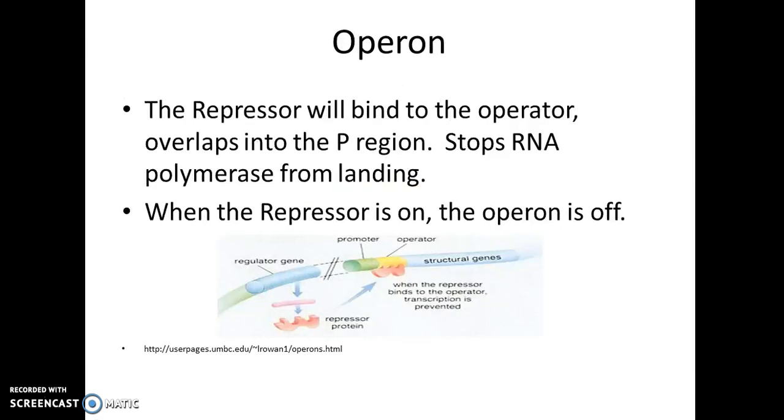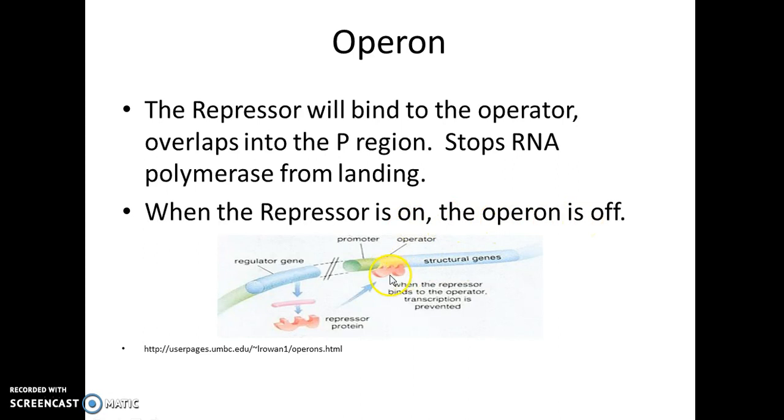So the operon, the repressor, which is the R protein, will bind to the operator, and it overlaps into the promoter region, and that will stop RNA polymerase from landing. So if there is a protein on the operator, protein synthesis will not happen. No protein is produced. So if the repressor is on the operator, the operon is off.